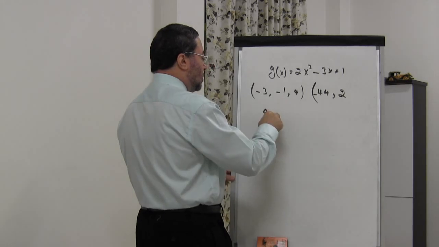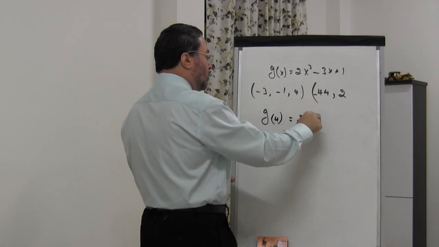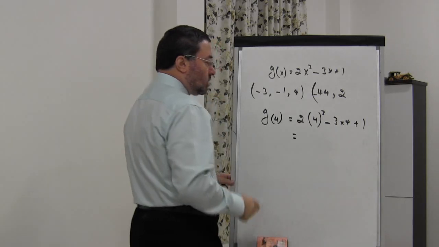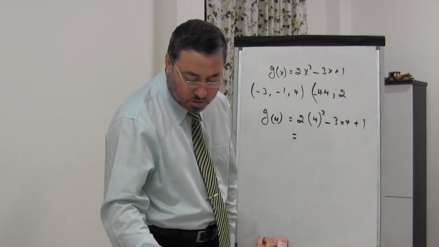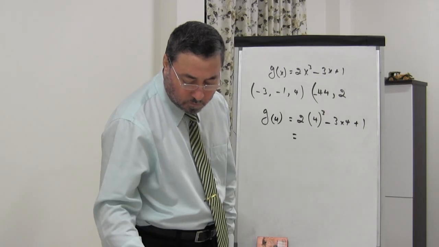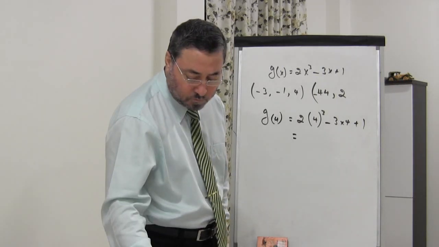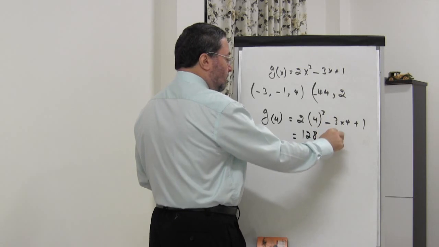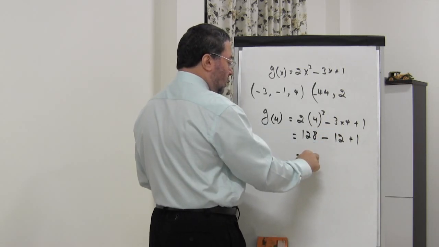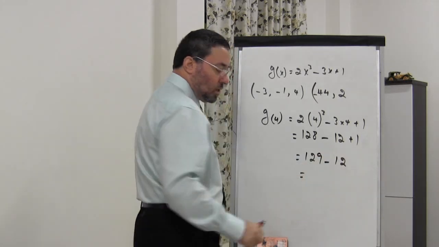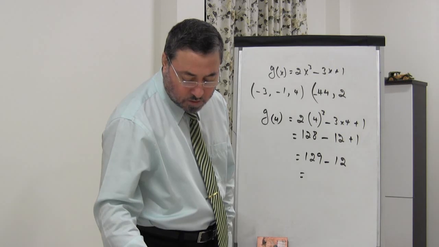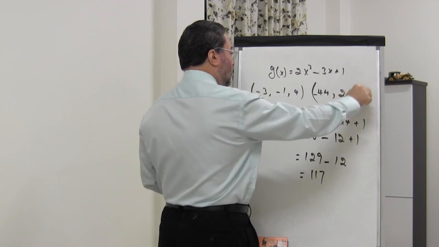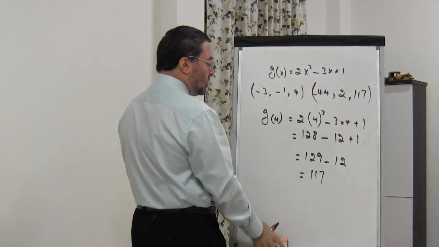And finally is g of 4, and that's 2 times 4 cubed minus 3 times 4 plus 1. 4 times 4, 16, times 4, 64, times 2, 128, minus 12 plus 1, so we get 129 minus 12, 117. So that's the corresponding range.